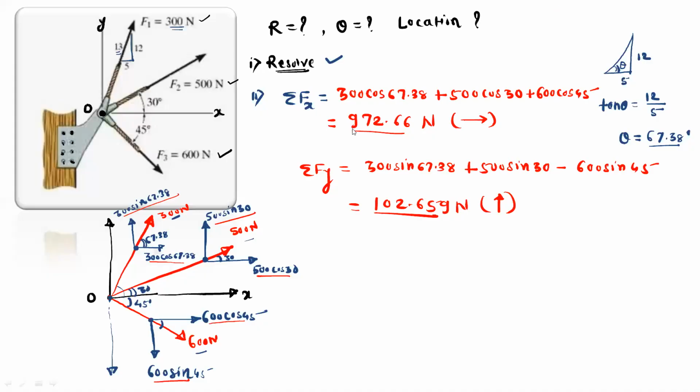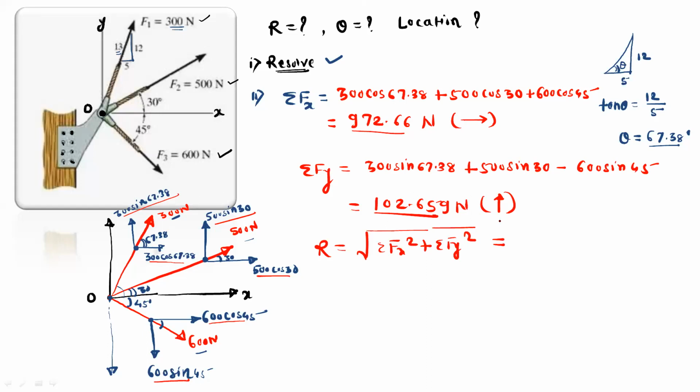So summation Fx is 972.66 Newton. As the answer is positive, that means its direction is positive x direction. Summation Fy is 102.65 Newton, and the answer is positive, that means it is directed towards the positive y direction. So from this, we can find out the resultant. R is equal to square root of summation Fx square plus summation Fy square.